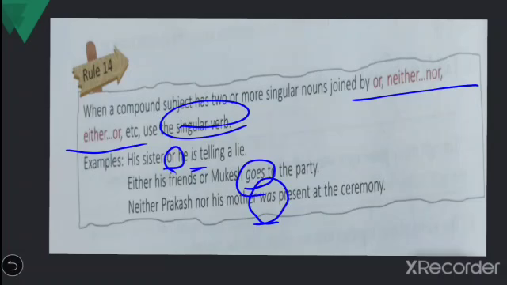So in rule number 13 we have seen that when there is a compound subject that has two or more nouns or pronouns, we have to use a plural verb. But if there is a compound subject of two or more singular nouns joined with or, neither nor, either or, that time you have to use a singular verb.